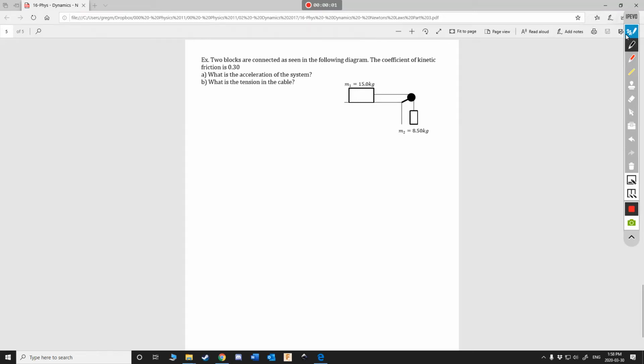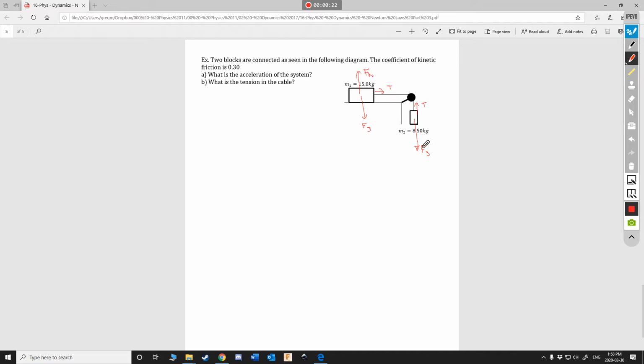Two blocks are connected as seen in the following diagram. So here's this one again. Friction is 0.3. So let's see what forces there are. There's a force of gravity. It's going to be tension. It's going to be tension. And yes, there is force of gravity here. Force normal.